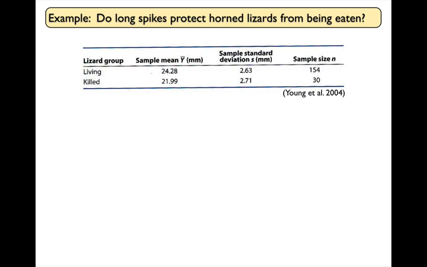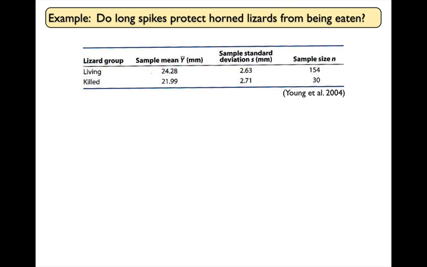So here's their data. Living group, killed group. They have a sample mean, so this is in millimeters of their horn lengths. And you can look at this and see that, oh yeah, this is larger than that. So you would say, maybe it's true that those horns are somehow protecting them from predation. But again, we have to quantify that. We want to say, is that random sampling? Is that just randomness? What's going on? Because remember, this is only a sample from the population.